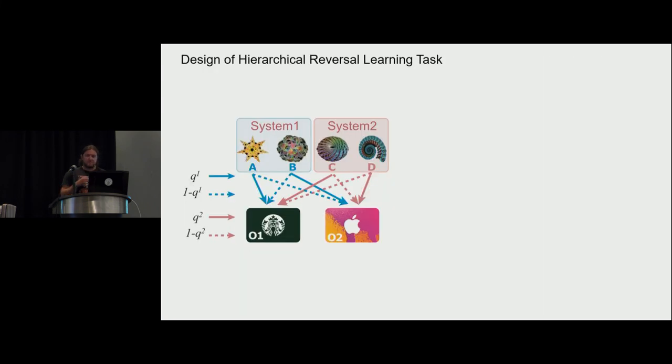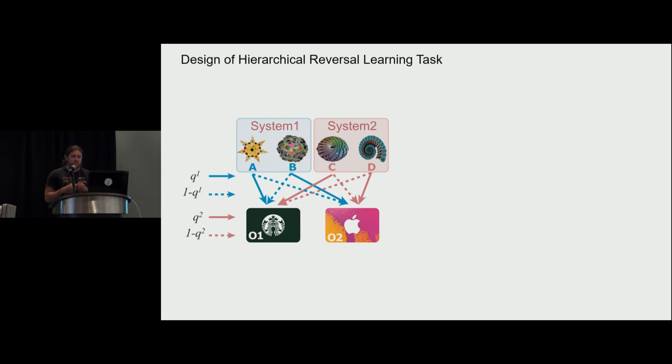Okay, so to understand the neuromechanisms of credit assignment for inferred relationships, we designed a hierarchical reversal learning task structure in which subjects learn the interrelationships between two systems of shapes. System one was made up of shapes A and B, which were inversely related to each other, such that whatever outcome A led to, B would always lead to the opposite. System two was similarly made up of shapes C and D, which also shared that inverse relationship.